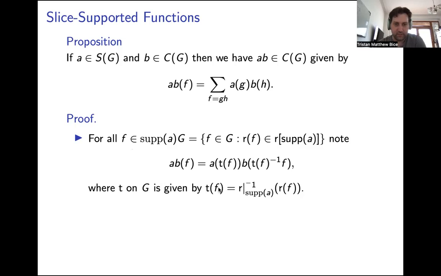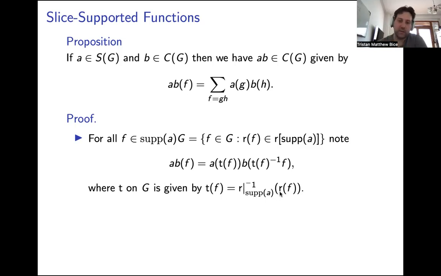And if we want to write it down more precisely, it's really the element TF, where TF is what you get by first taking F, looking at its range, and then taking the inverse of the range map, but only the inverse restricted to the support of A. So this map will give you in the end some element in the support of A, whose range is equal to the range of F.